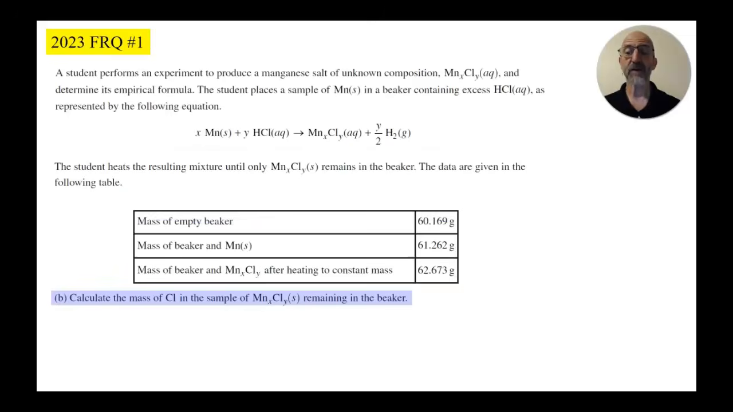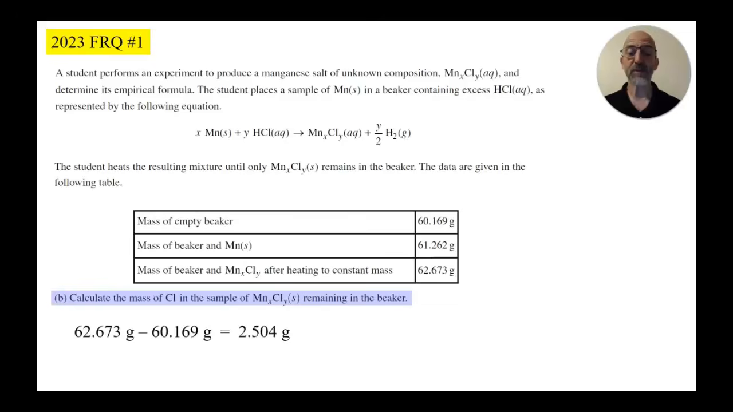In our next part of this question, it says a student performs an experiment to produce a manganese salt. Now, we don't know the chemical composition. It's MnXCl. There was a chemical reaction in which the manganese reacted with a sample of hydrochloric acid, and now we have this MnXCl, which is a solid. So this part of the question says, calculate the mass of chlorine in the sample of MnXCl solid remaining in the beaker. So what did the student do?